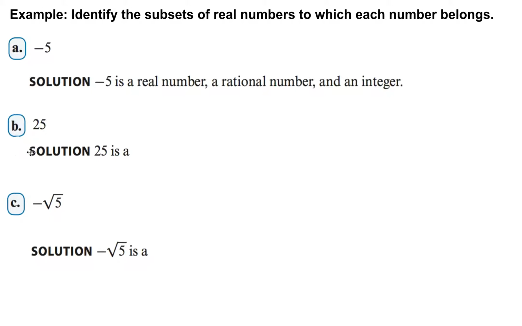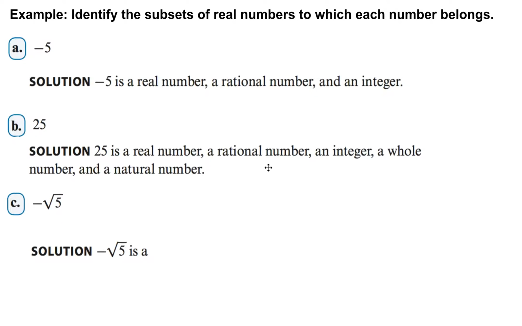How about 25? 25 is a real number. It's a rational number. It's an integer. It's a whole number, and it's a natural number. So that has a whole bunch of subsets of numbers to which it belongs. How about -√5? Well, this one is a real number, but it's also irrational. So that one only has 2 number systems.